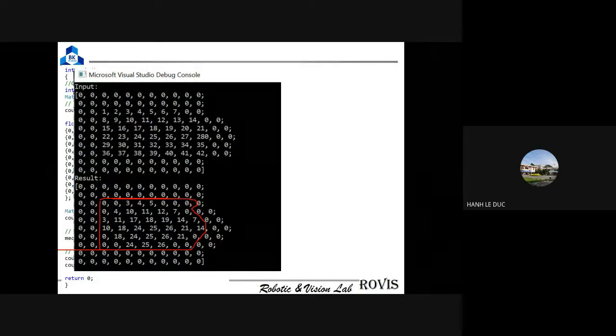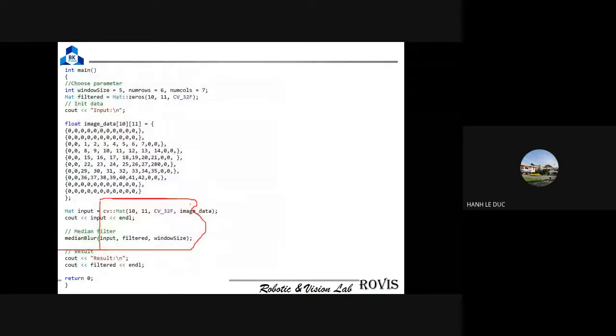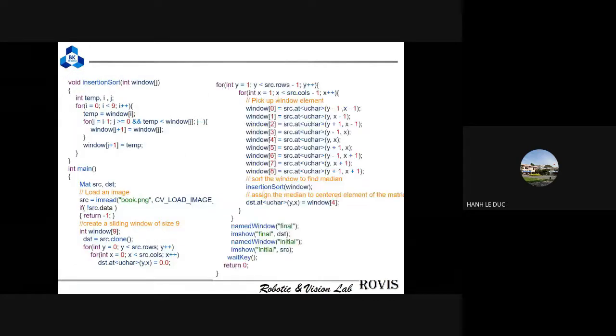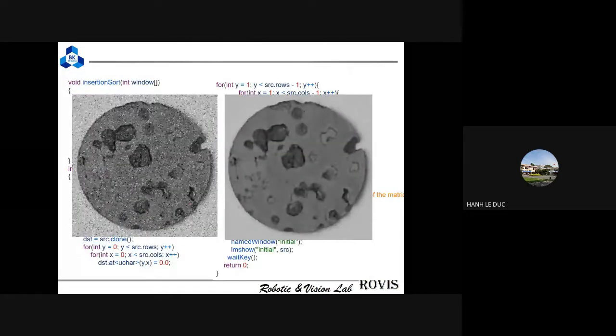So this is the median filter. This one is also the median filter, applied on the image. Here you can see that the pepper noise is eliminated, and the quality of the image is also reduced, but not too much. It's okay for the recognition.